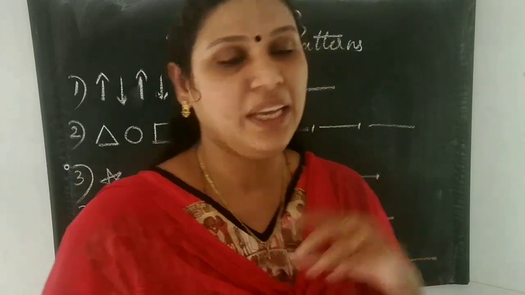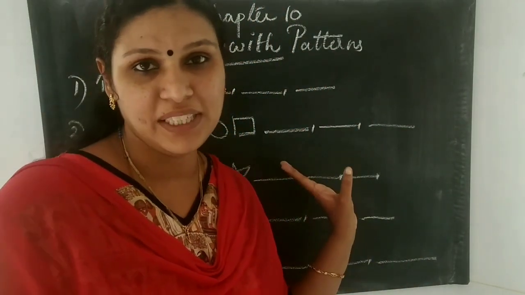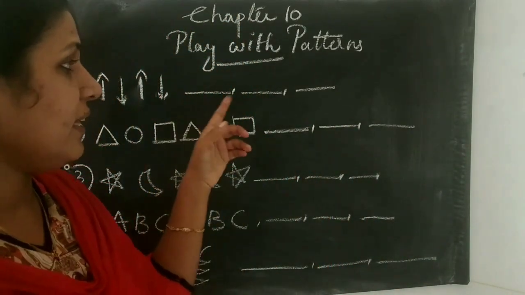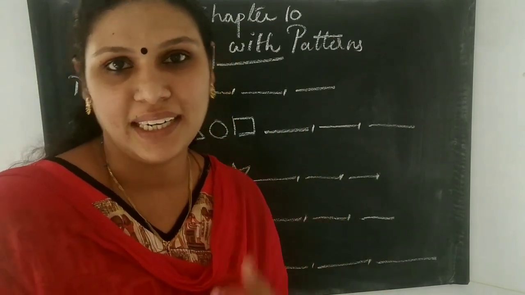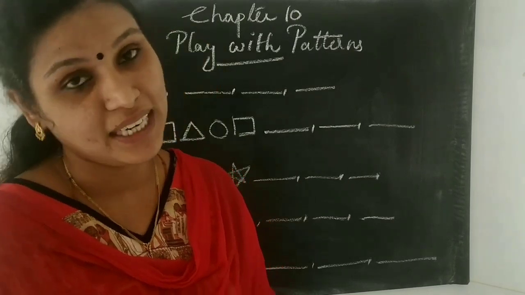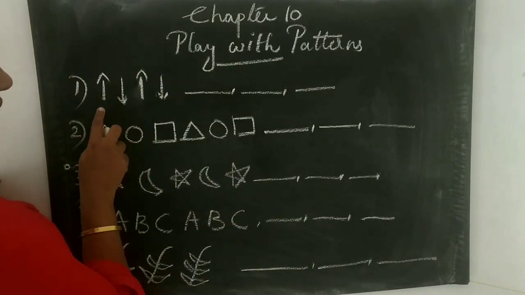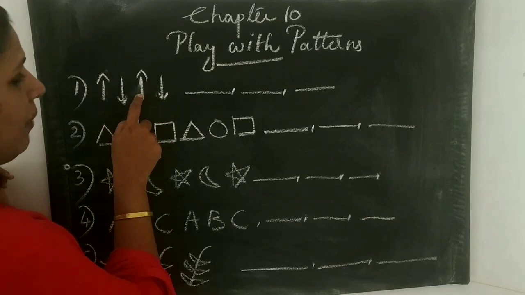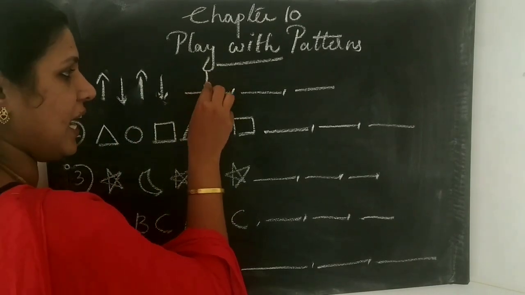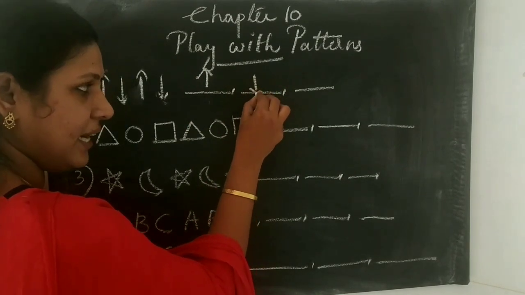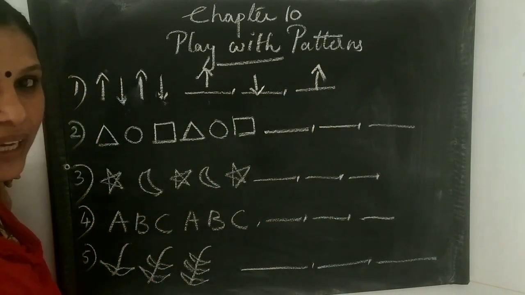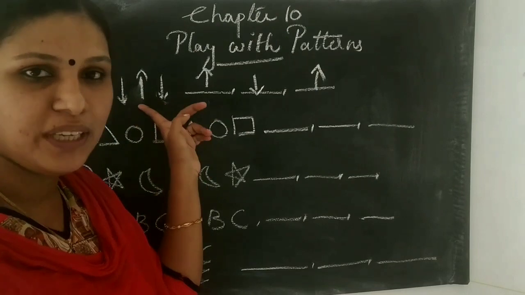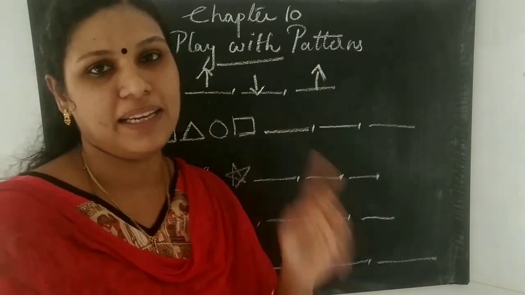Okay, here I draw some pictures, some shapes, alphabets. We have to find the next pattern, which we already studied in first standard and second standard. Let's find here an arrow mark. It is up and then down. Up, down, the next is this arrow up, the next is down, then up. Okay, understood? Like this, it follows a specific rule. First we have to find that rule from here and we have to complete these patterns.